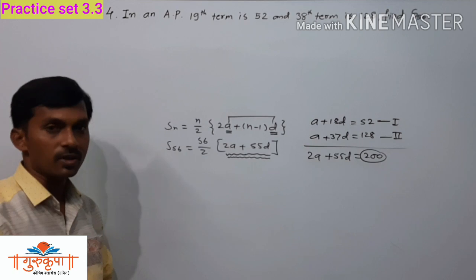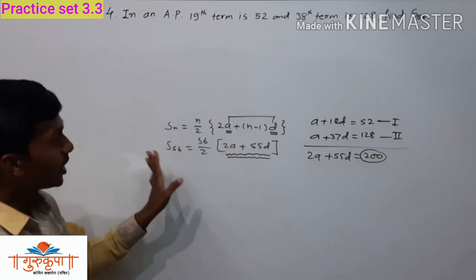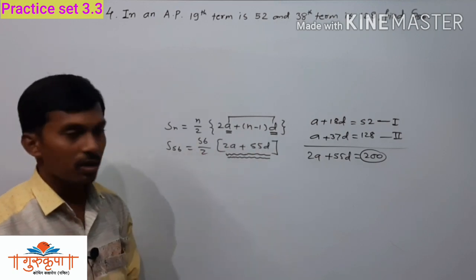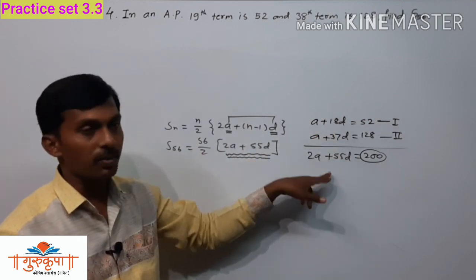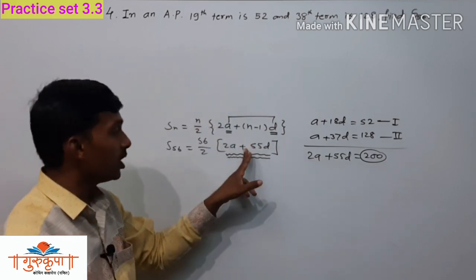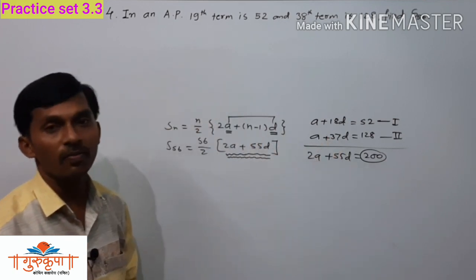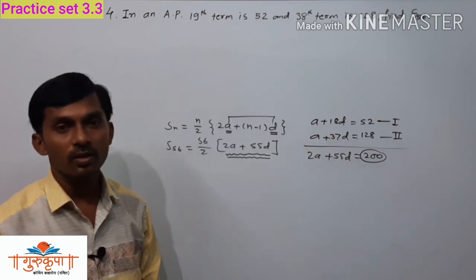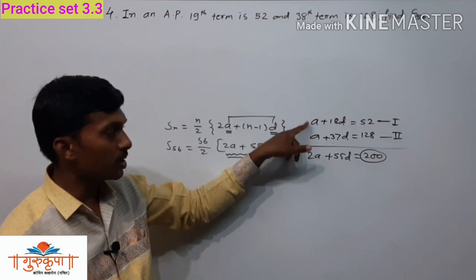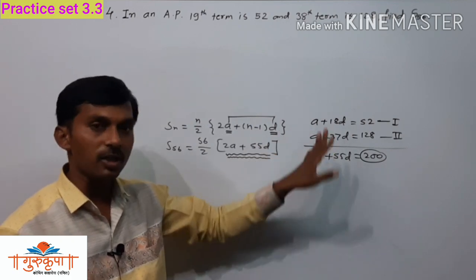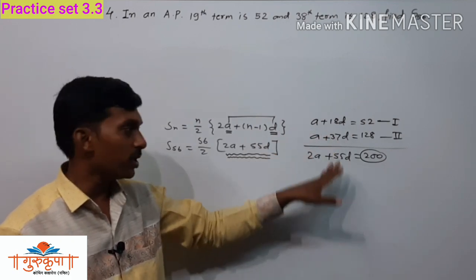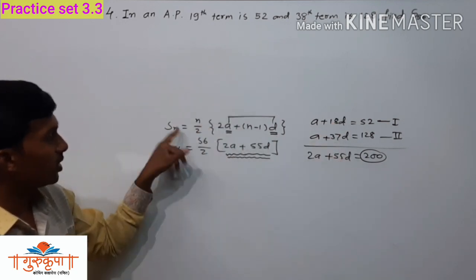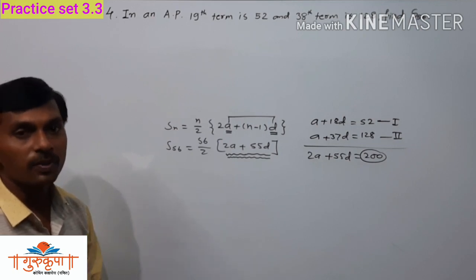It is an easy question. Actually, it is very important to get the values of A and D. This is not possible in each and every example. In this example, it is possible to directly get the value of 2A plus 55D, but that is not possible for every example. So, simplifying these two equations, you will get the values of A and D separately. And once we get the values of A and D separately, you can put these values here and you will find the sum of the first 56 terms.